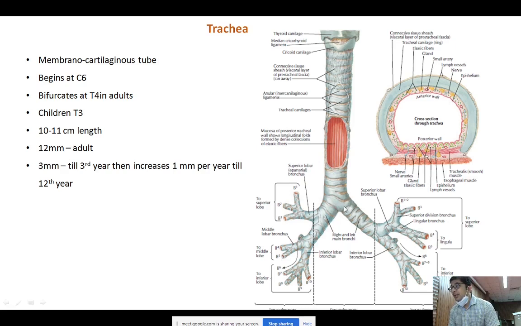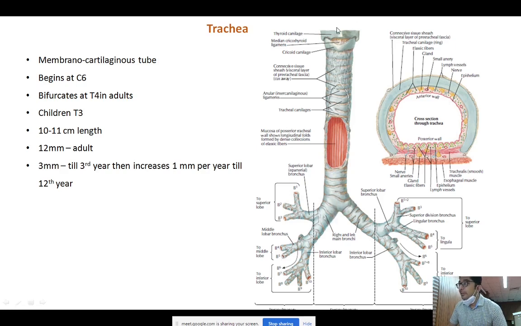These are the right and left bronchi, or the right and left principal or main bronchus. Here you see this is the left, this is the right. Now the right bronchus is more in line with the trachea, the angle with the trachea is less, whereas the left is going a little oblique, a little more horizontal than the right, because the trachea bifurcates more towards the right.